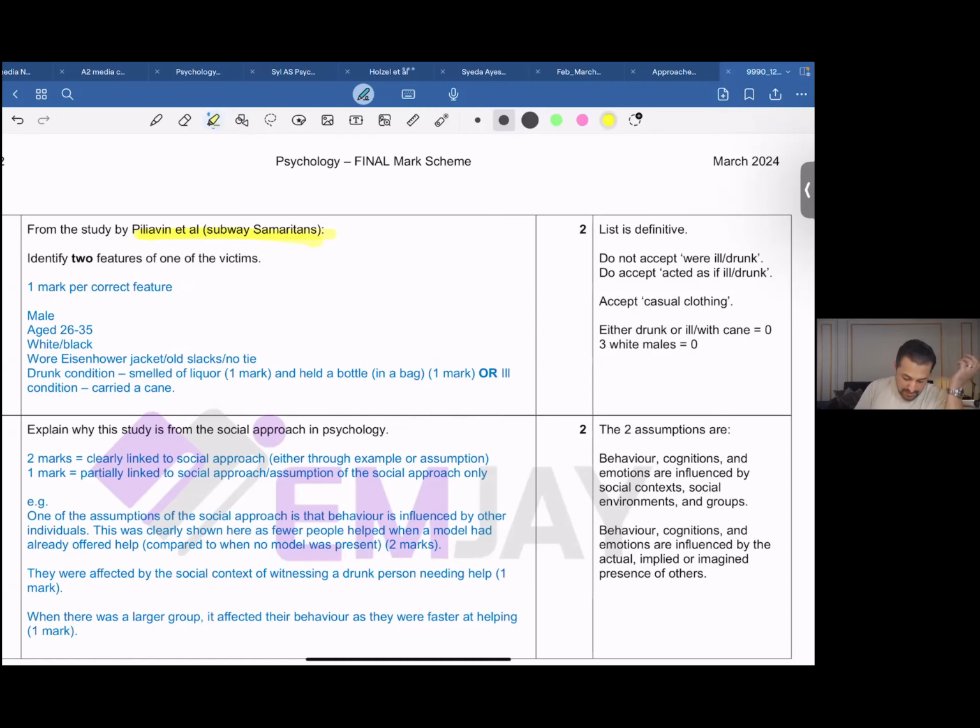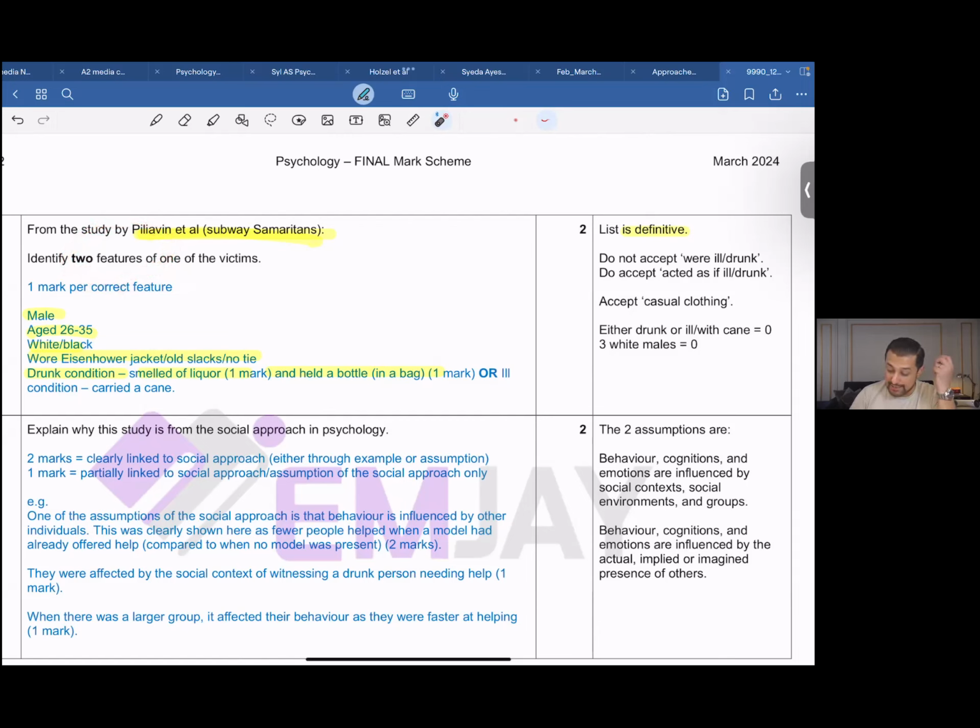So they were males, they were aged between 26 to 35, they could be white or black, wore easy over jackets or old slacks, no tie, in the drunk condition, smelled of liquor, and held a bottle in a bag. I mean, you'd have to write this entire thing to be able to score a mark. Now, the guidelines over here: the list is definitive and you have to write something from here. Do not accept they were ill or drunk. They're not asking you if they were ill or drunk. They're asking you about specific features of the victims, the researchers who play the role of a victim over there.